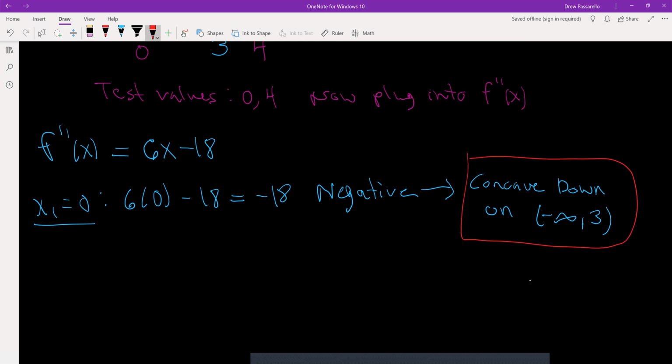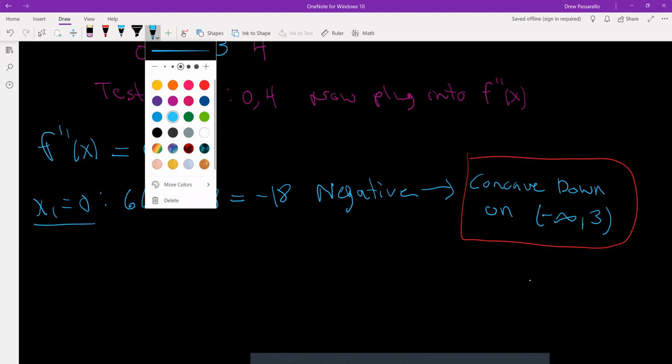All right, and I'm boxing that in red just because when you do the problem in the textbook, they're going to also ask, in addition to the inflection point, for intervals of concavity. So it's concave down on negative infinity to 3, and hopefully it's going to switch to concave up for the second interval for it to be an inflection point.